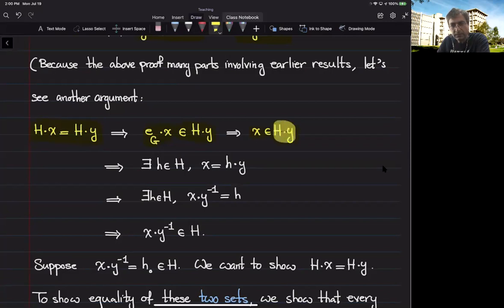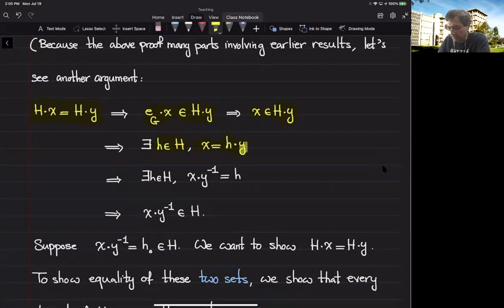But an element here is of the form something inside H times y. That means x is something inside H times y. So again, I'm going to isolate H, and I deduce that x times inverse of y is h, for something inside H. That implies that x times y inverse belongs to H. Okay, so far we showed that if these two right cosets are equal, then x times y inverse is inside H.